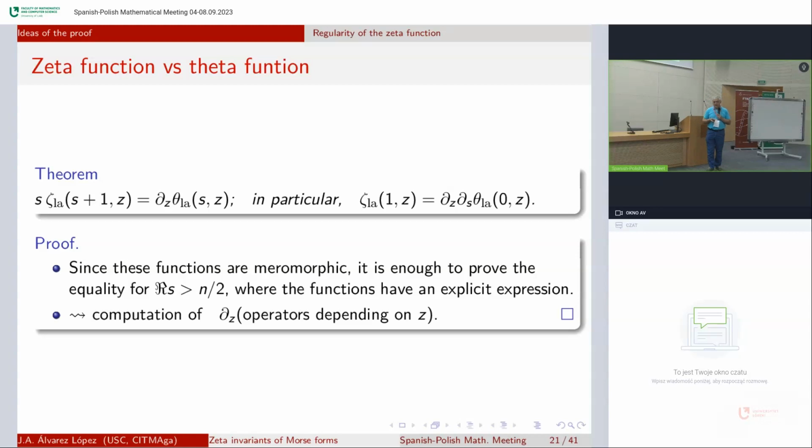And since these functions are meromorphic, it is enough to prove this equality where they have an explicit expression, when the real part of s is greater than n-half. And then it is reduced to a computation of derivatives with respect to the parameter c of operators depending on this parameter. And we make those computations and we check this equality.